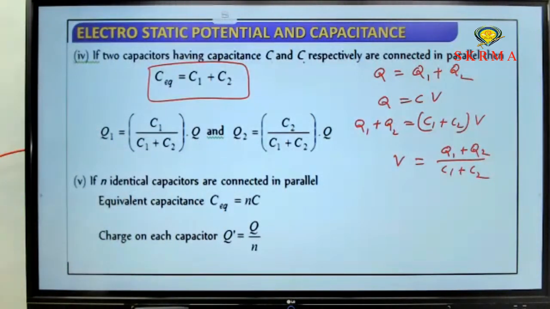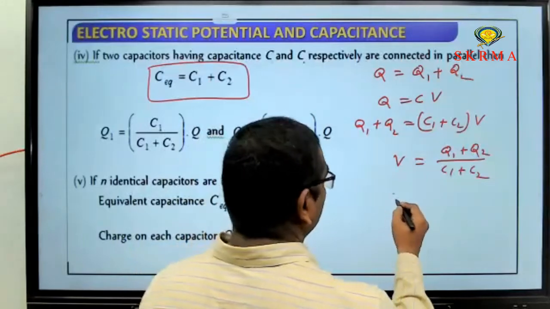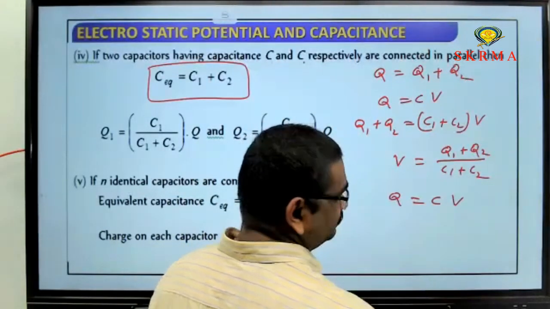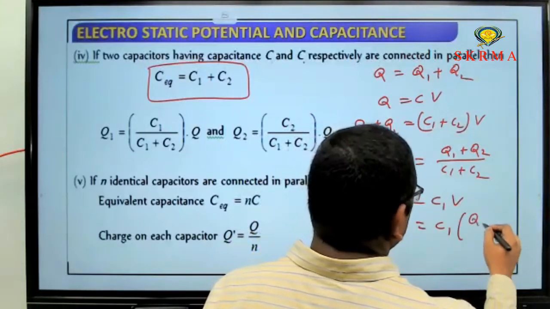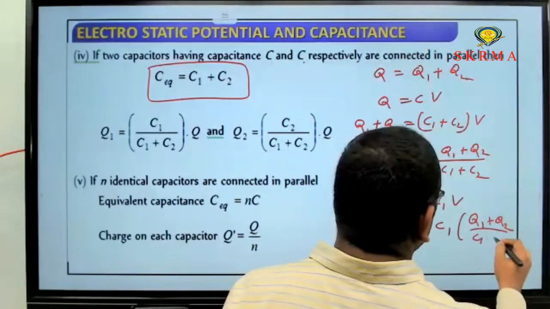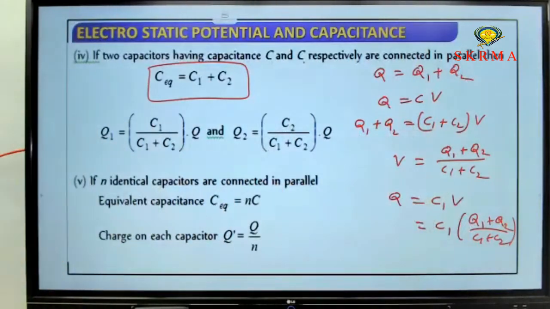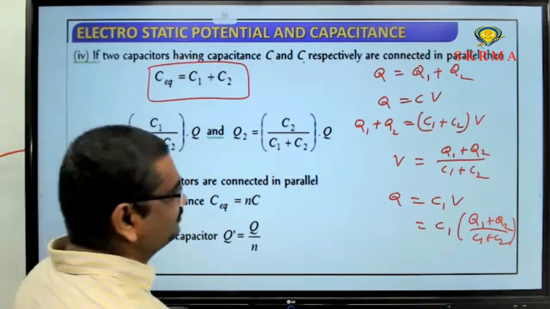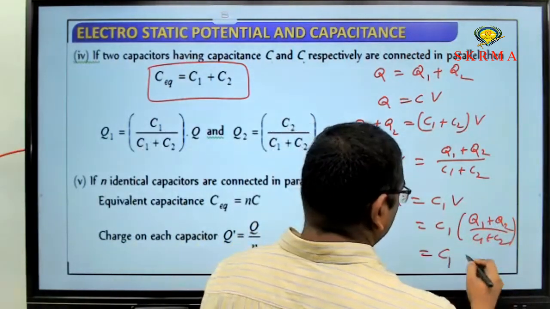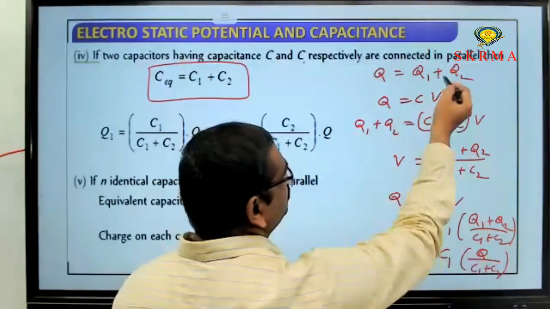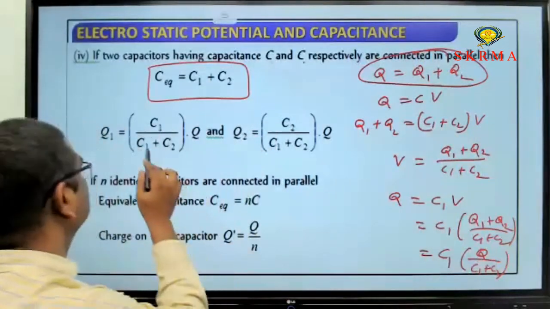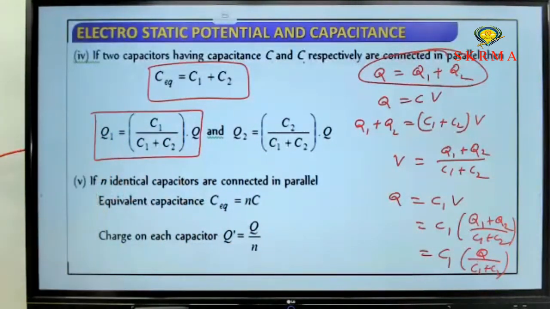Now, what is the charge across the first capacitor? Q equal to C into V. What is the value of C? For the first capacitor, C1 into V is how much? (Q1 plus Q2) by (C1 plus C2). We need to write in terms of capital Q only. So Q1 equals C1 into Q by (C1 plus C2). If you replace Q1 plus Q2 with Q, then you will get this equation.